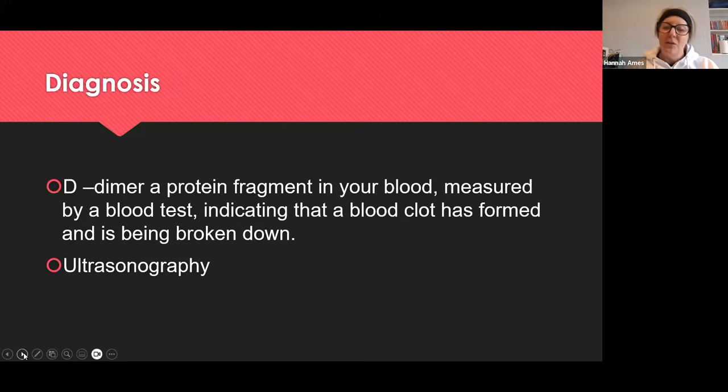So how's it diagnosed? So we do a D-dimer test, a blood test. So this measures a protein fragment in the patient's blood, and it indicates that a blood clot has formed and then been broken down. And then other diagnostic tests would be ultrasounding the area to detect the DVT.